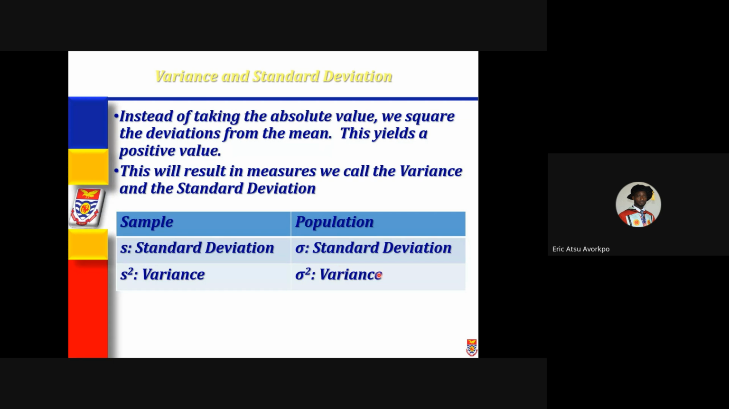Take note of this. I'm very, very keen on this because sometimes you may interchange them and it will cause some changes in your computation. Please take note of it. We use small s if it is a sample estimate that we want to compute and it is a standard deviation. But if it is the variance of the sample, we use s squared. If it is the standard deviation of the population, we use sigma. But if it is the variance of the population, we use sigma squared.